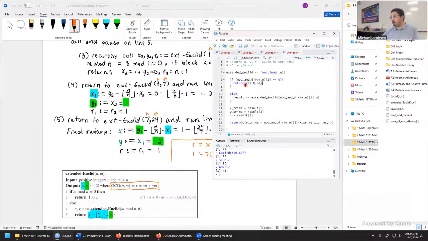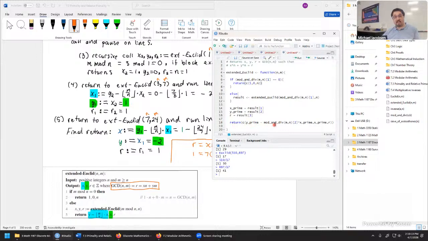If it's 0, we return n. That's almost a verbatim writing of what we had right here. Else, we return the extended Euclidean call on m and n. That's just a rewrite of this with the mod and div function from 7.2 the author provided. And the final return, this is the line 5, is these values here. X prime, Y prime, our result.